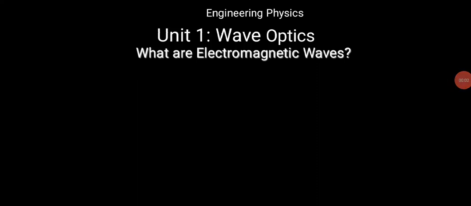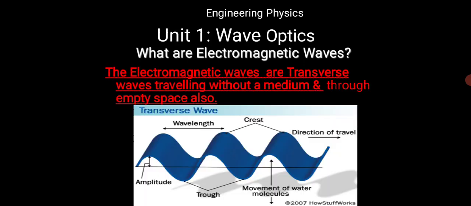Good morning, friends. Today we are going to see Unit 1, wave optics, of engineering physics. So, what are electromagnetic waves? Electromagnetic waves are transverse waves traveling without a medium, and through empty space also.